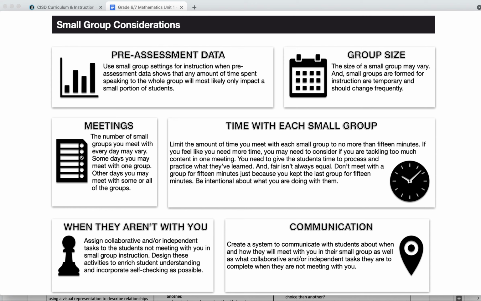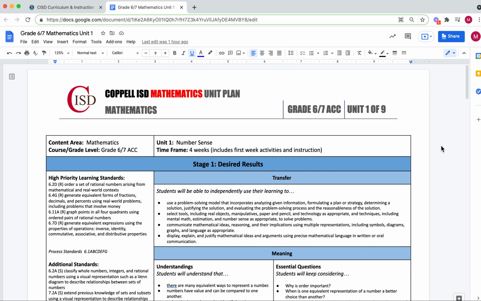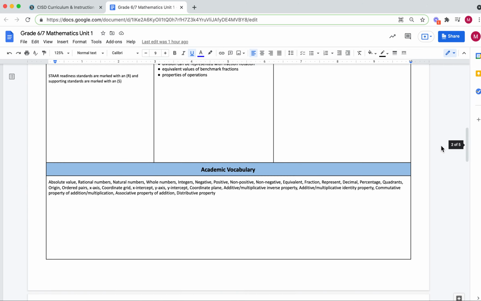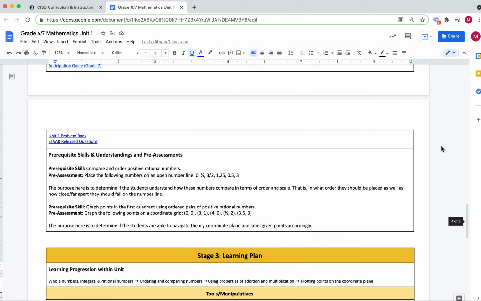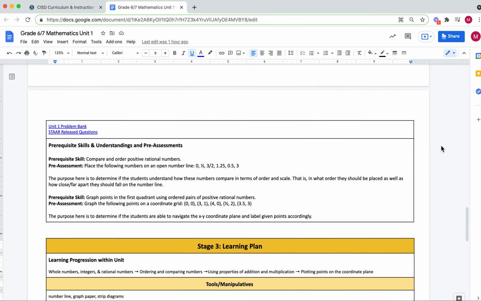Create a system to communicate with the students about when and how they'll meet with you and what they'll do when they're not with you. This intentionality is really important. Back in your Unit 1 curriculum document, if you scroll past Stage 1 into Stage 2, you'll see examples of those prerequisite skills and pre-assessments to consider using with your students.